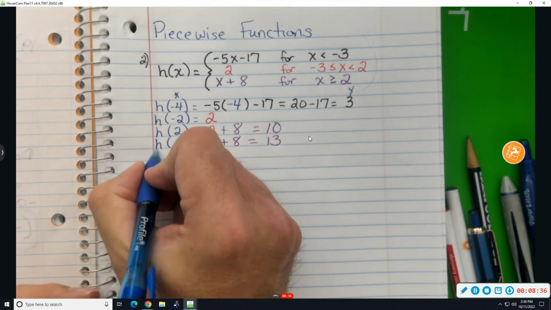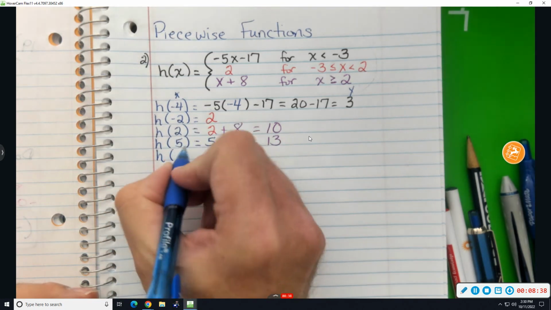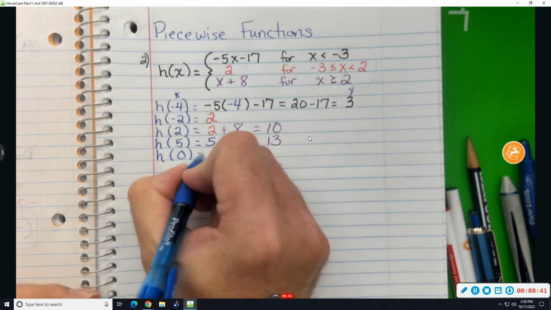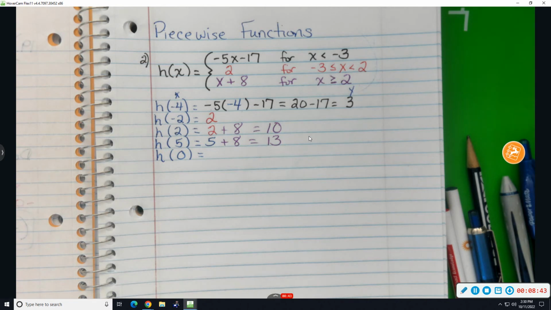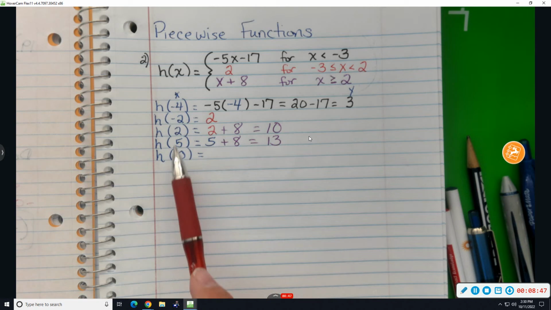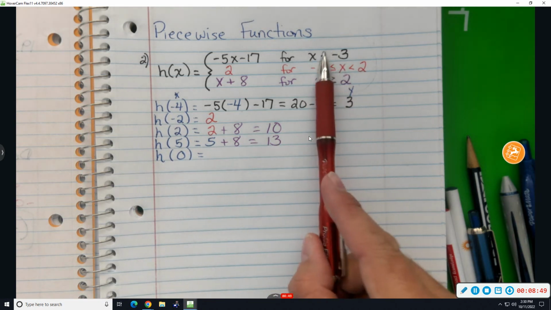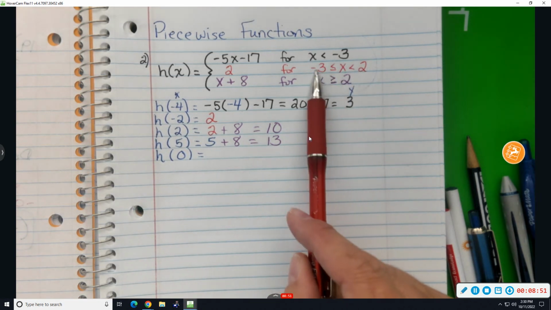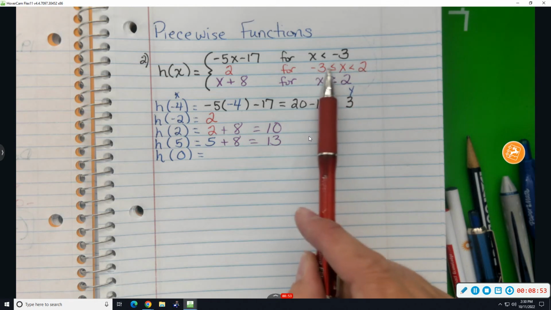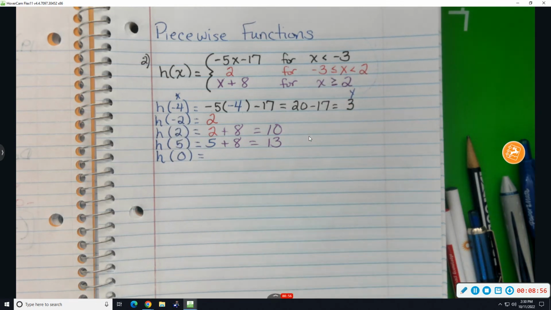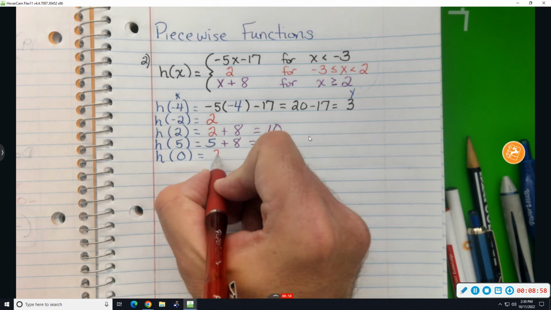Suppose we were trying to find h of 0. It would be the second one because 0 is in between negative 3 and 2. Exactly right. 0 is not less than negative 3. It's not bigger than 2. It's between negative 3 and 2. So the answer would just be 2.